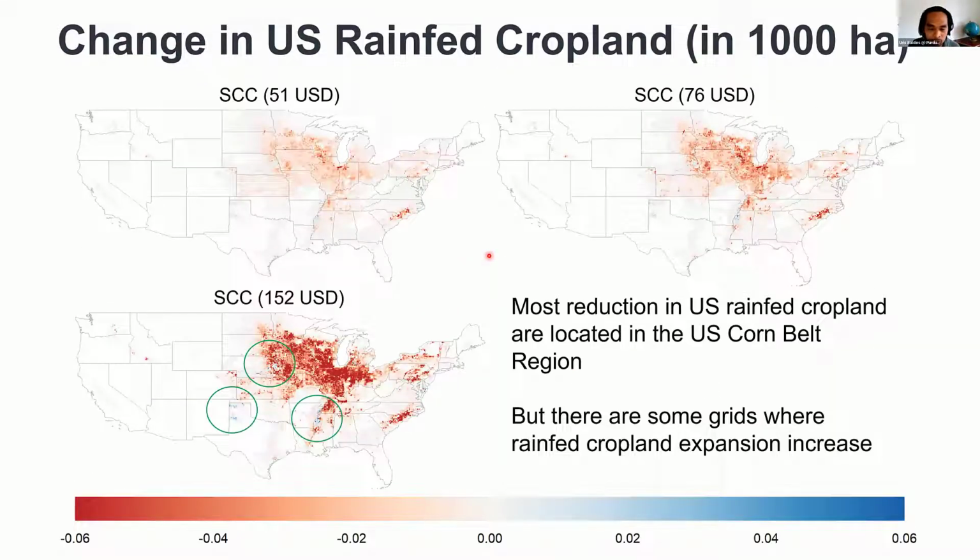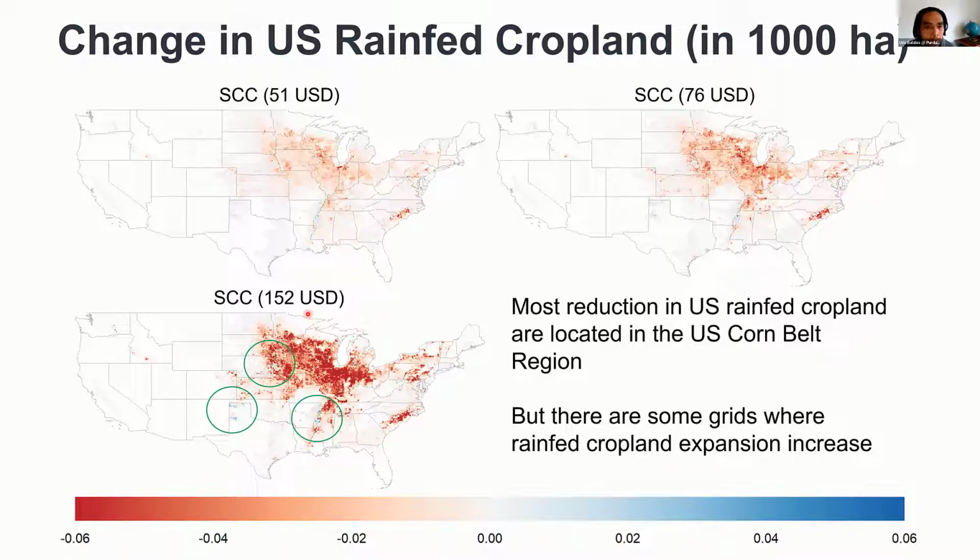So here we're looking at the distribution of cropland use change within the US for the rain-fed systems. Again, most of the change in the rain-fed crop areas is located in the Corn Belt. So this is rain-fed cropland area. But if you look at some parts of the rain-fed systems, the ones highlighted in the circles, there are some grids where you're seeing an expansion in rain-fed area.